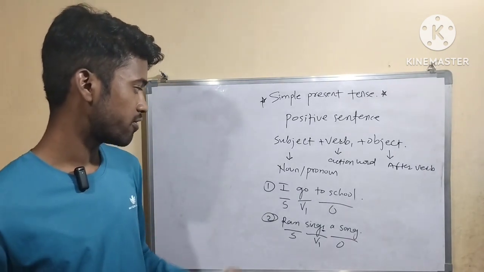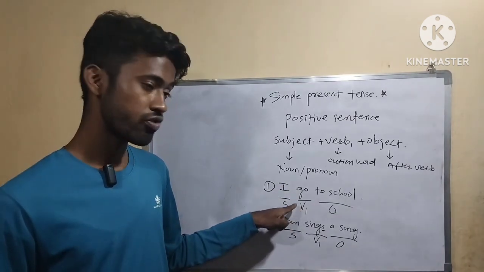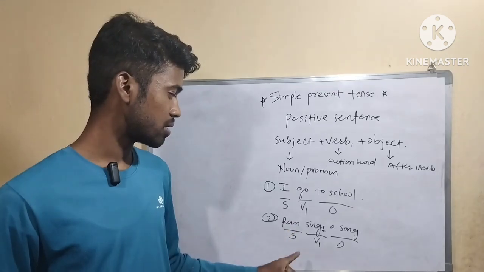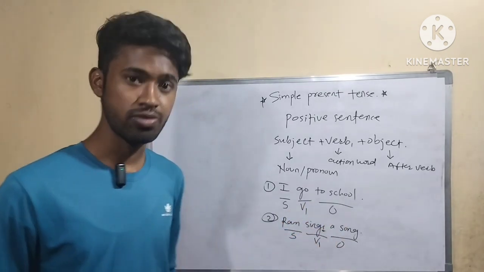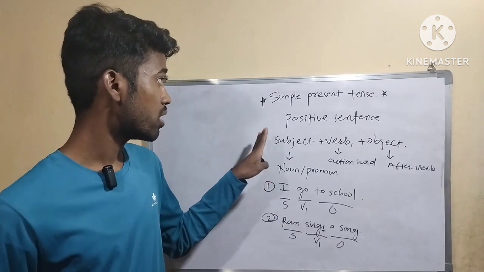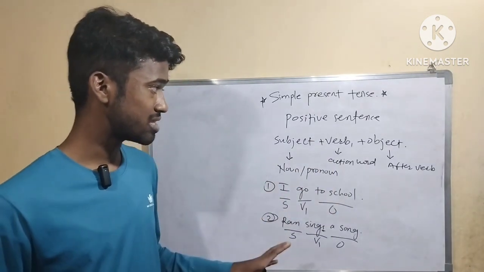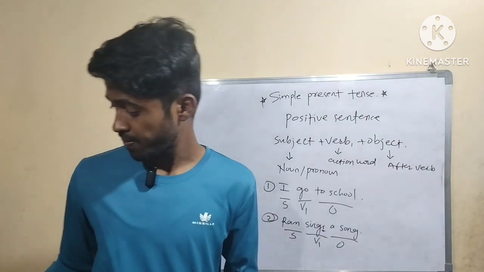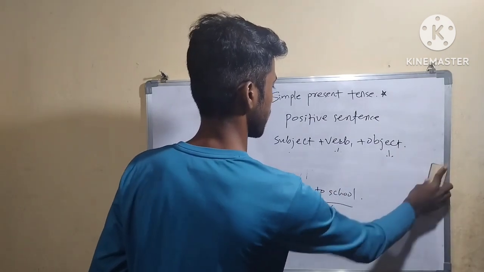Okay, so what is the first example? I go to school. Here I is the subject, go is the first form of verb, and to school is the object. In the second sentence, Ram is the subject, sings is the verb first form, and a song is the object. Up to this everyone understood. These are the two examples for simple present tense in positive sentence. So this is all about positive sentence. I'll take a few more examples so you will get a better understanding. So here I will write 2-3 more examples.